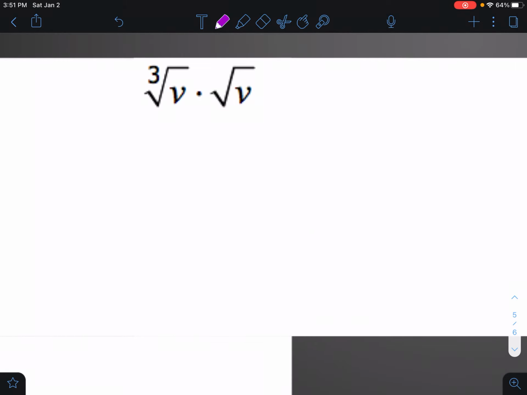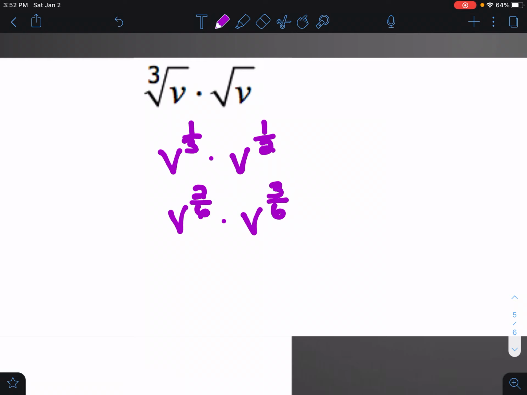All right. Finally, now we have some with radicals. So step 1 always is if you see a radical, change it to exponential form first, and then you can do some of your multiplying. So this would be v to the 1/3 times v to the 1/2. Now our multiplying, which says we add exponents, right? These are not common denominators, so I'd have to fix that. So this would be 2/6 and 3/6. So this would be 5/6.